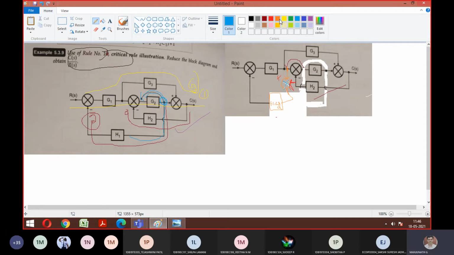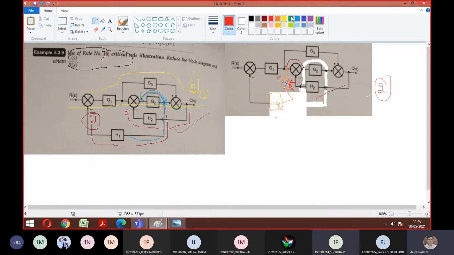If anybody has doubts with step number 2, you can ask me. So the first step was we moved this branch point here. That is why we multiplied G2 here. We can't proceed with the problem, so we have to move this branch point ahead, before your summing point, as the rule says. That is what we applied. Is it okay to everyone till here?